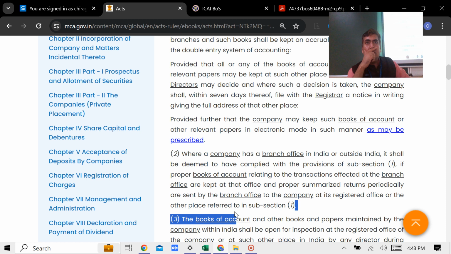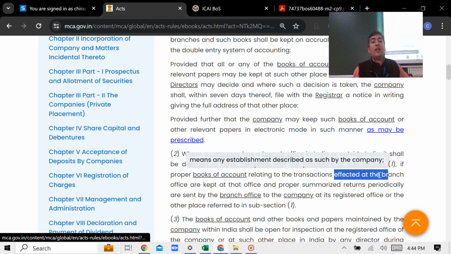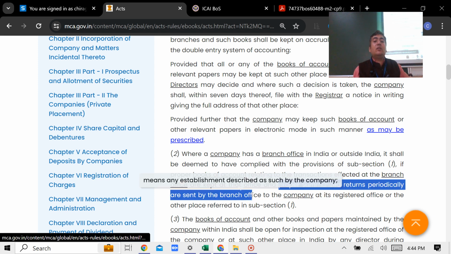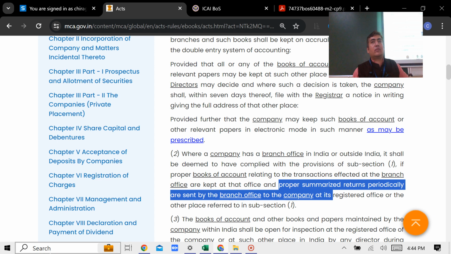Do you understand? So this subsection 2 is only for what? Branch office, whether located in India or outside. Look, I'm reading the entire text so that we can get the solution of the problem I have raised. Where a company has a branch office in India or outside India, it shall be deemed to have complied with subsection 1 if proper books of accounts relevant to the transactions are maintained at where? At the branch office, over there it is kept, and proper summarized returns periodically are sent by the branch office to HO. Do you get my point?